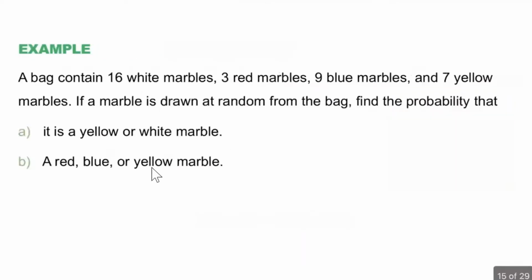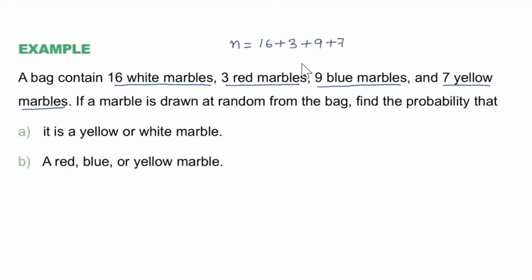Okay, so this is my example. Let's read the problem first and find out what is given. A bag contains 16 white marbles, 3 red marbles, 9 blue marbles, and 7 yellow marbles. So that is what you have in the bag. If you want to find the total number of marbles in the bag, the total is 16 plus 3 plus 9 plus 7, right?